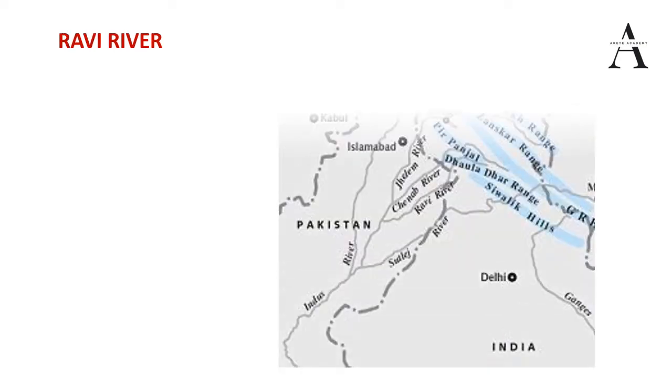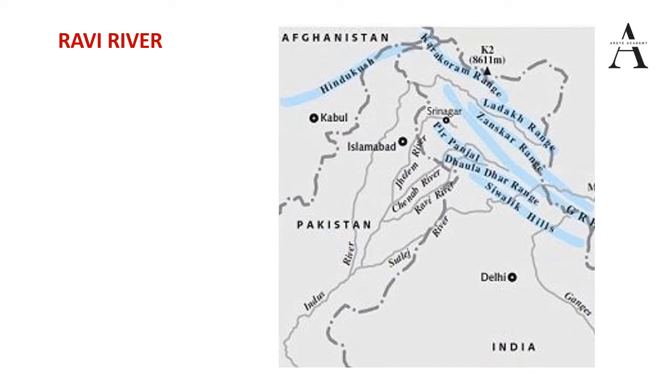Now we will discuss the Ravi River. Ravi River originates near Rohtang Pass in Kullu Hills, that is in Himachal Pradesh, and it flows between the Pir Panjal range and the Dhauladhar range. Ravi River forms the international border between India and Pakistan during its course. Ravi River merges with Chenab River as shown on the screen.